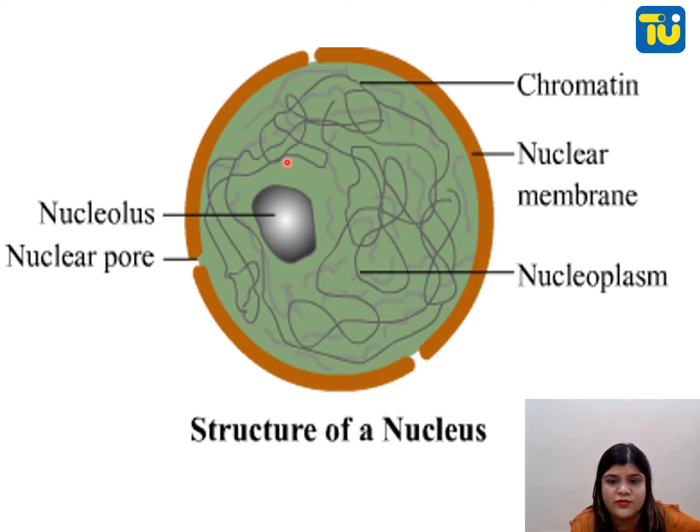This is the structure of the nucleus. This is the nuclear membrane. This is the nucleoplasm. This is the nucleolus. These are the pores through which substances go in and out of the nucleus. And these are the chromatin fibers, which carry chromosomes, which carry DNA, which carry genes.